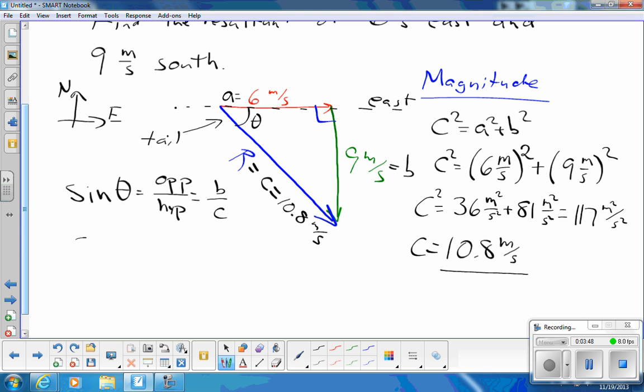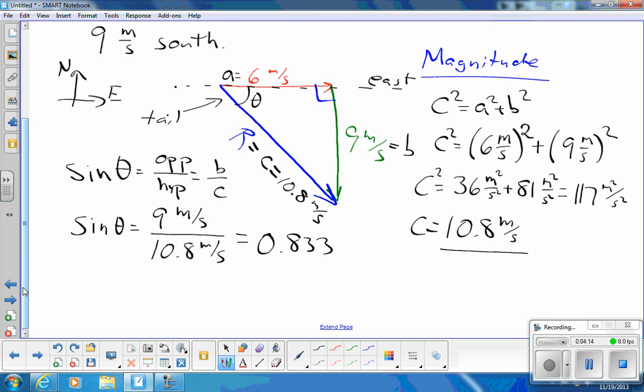Okay, line 2 of my 3-line minimum, I'm going to substitute in opposite, which is 9 meters per second, it's got units, and the hypotenuse is 10.8 meters per second. Now, I'm going to divide this out. 9 divided by 10.8, and I get 0.833. I'll write out a few digits there. That, remember, is not the answer. I'm looking for the angle.